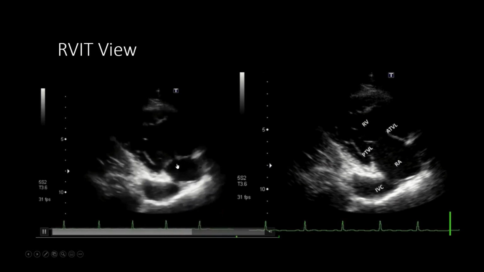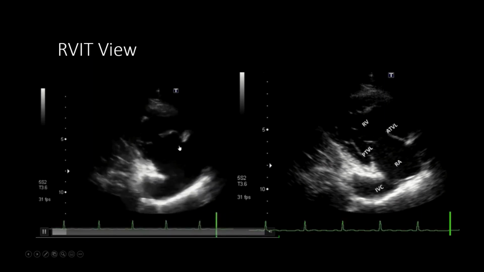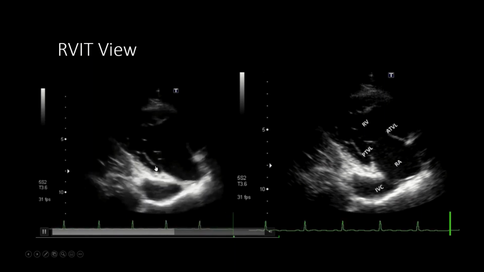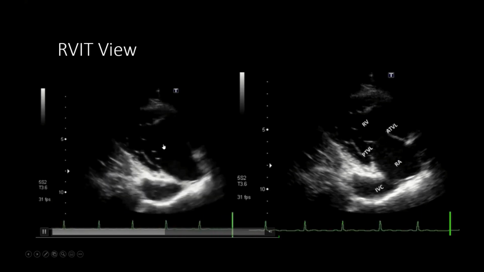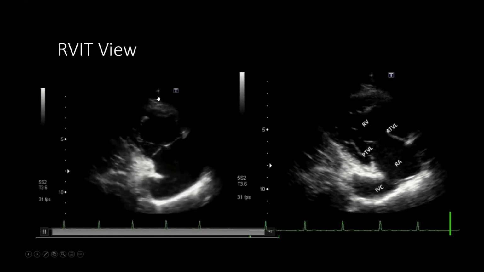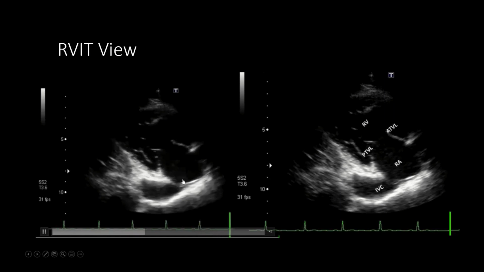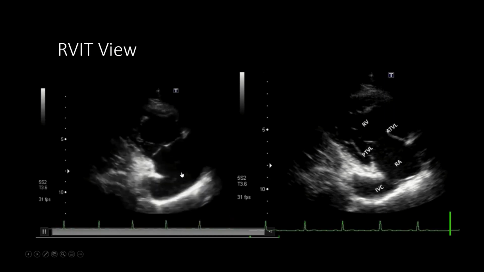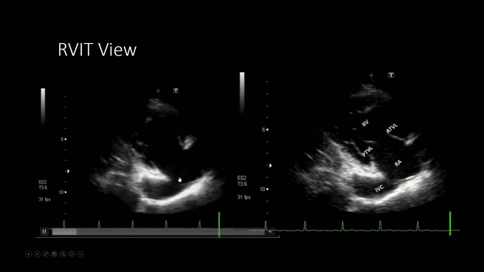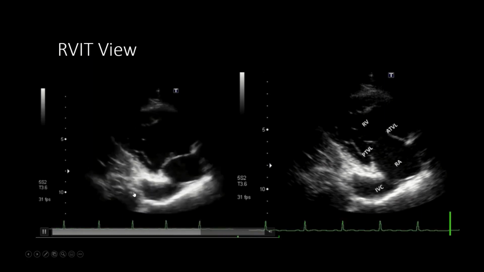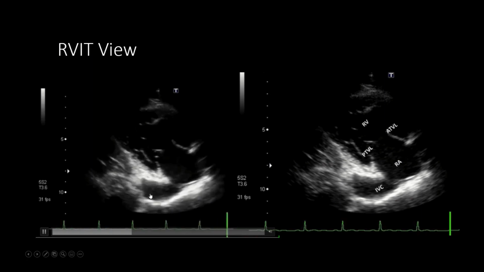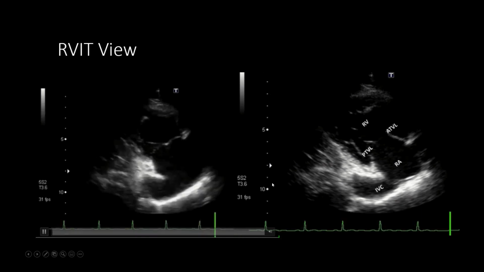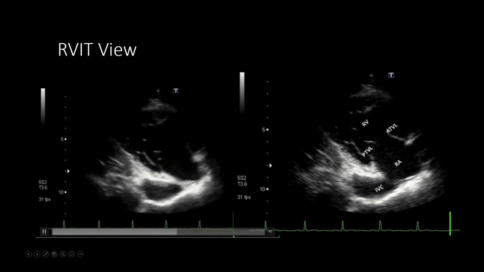the RV and the RA and the tricuspid valve. In this case, the posterior leaflet and the anterior leaflet. And this is also a view where you can be pretty parallel to the direction of the jet of regurgitation from the ventricle to the atrium. And of interest, you can see the inferior vena cava coming out of the right atrium in this view also. So this is the RVIT view, a modification of the parasternal long axis view.